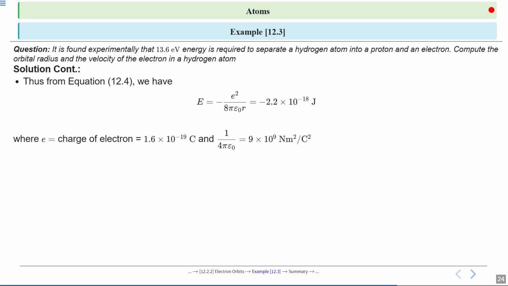So here the energy formula is E equal to minus e square upon 8 pi epsilon naught r. And the energy is given as minus 2.2 multiplied by 10 to the power minus 18 joules. And according to equation 12.4, e is the charge of the electron, which is equal to 1.6 times 10 to the power minus 19 coulomb, and 1 by 4 pi epsilon naught is equal to 9 times 10 to the power 9 newton meter square per coulomb square. Epsilon naught is the permittivity of free space.